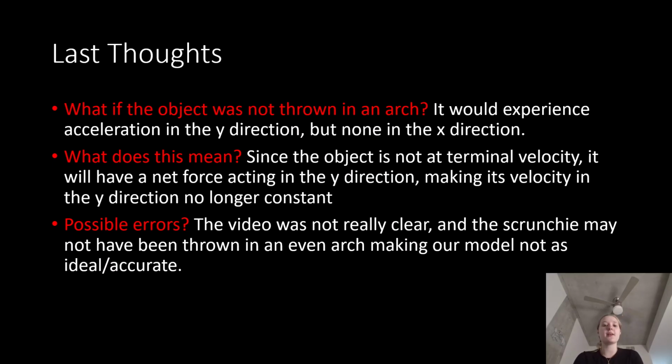Okay, and here are my final thoughts. What if the object was not thrown in an arc? It would experience acceleration in the y direction, but none in the x direction. And what does this mean? Since the object is not at terminal velocity, it will have a net force acting in the y direction, making its velocity in the y direction no longer constant.